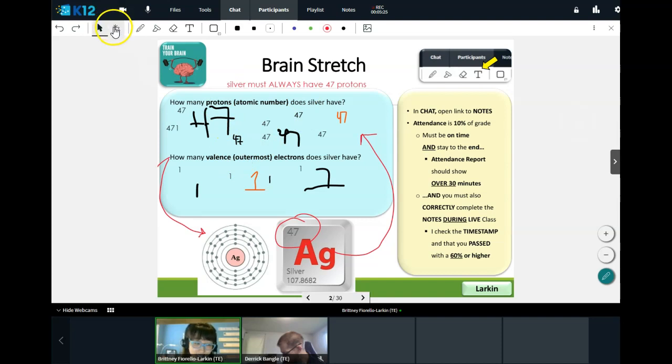Now the number of valence electrons, though, taking a look at the outermost shell here, again, we can ignore everything in the center, just look at the outside. And at the outside, we can see it has one valence electron, so you are absolutely correct if you said one, which I see all of you did up here. So it only has one valence electron.